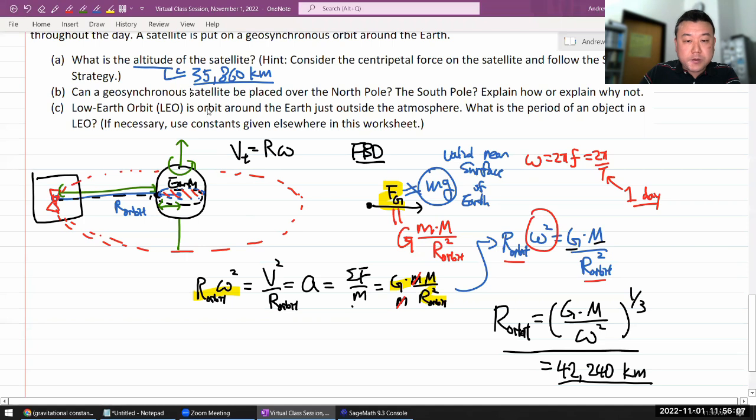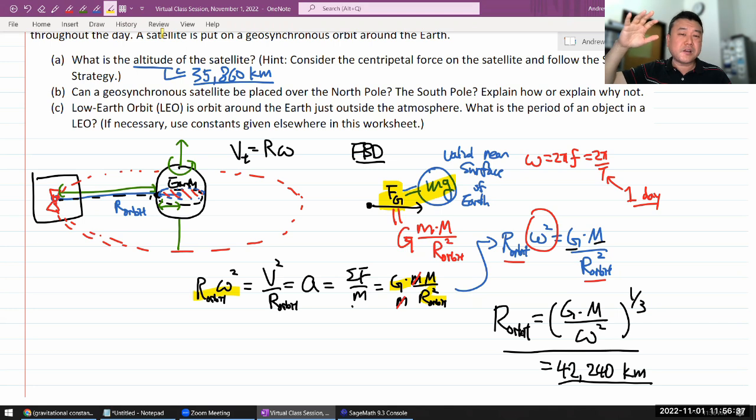Low Earth orbit is orbit around the Earth just outside the atmosphere. What is the period of an object in a low Earth orbit? This is an interesting question where we can go back and use an expression that we ruled out earlier, the one for the gravitational force. Because they didn't give us the distance of low Earth orbit. It can be anywhere between 100 or 150 kilometers to a few hundred kilometers. I think the International Space Station is at 200 kilometers, though I might be off by a factor of two.